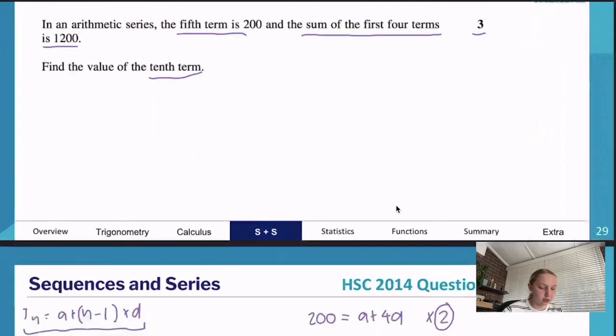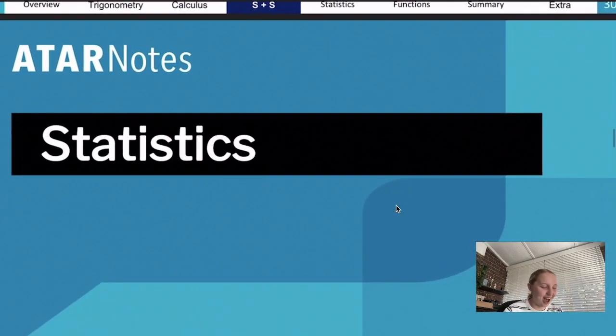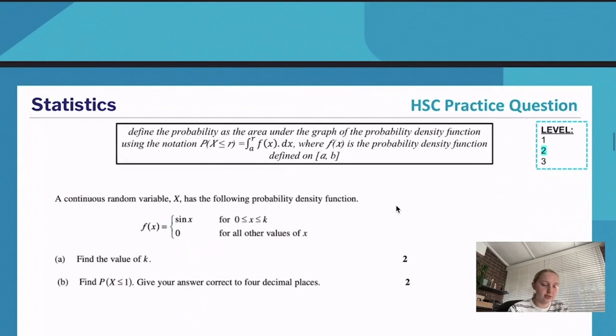Okay, so our second last topic for today is statistics. Statistics is a pretty fun topic, I guess. I mean, if you like it, you like it. If you don't, you don't. But I do think statistics is pretty fun.